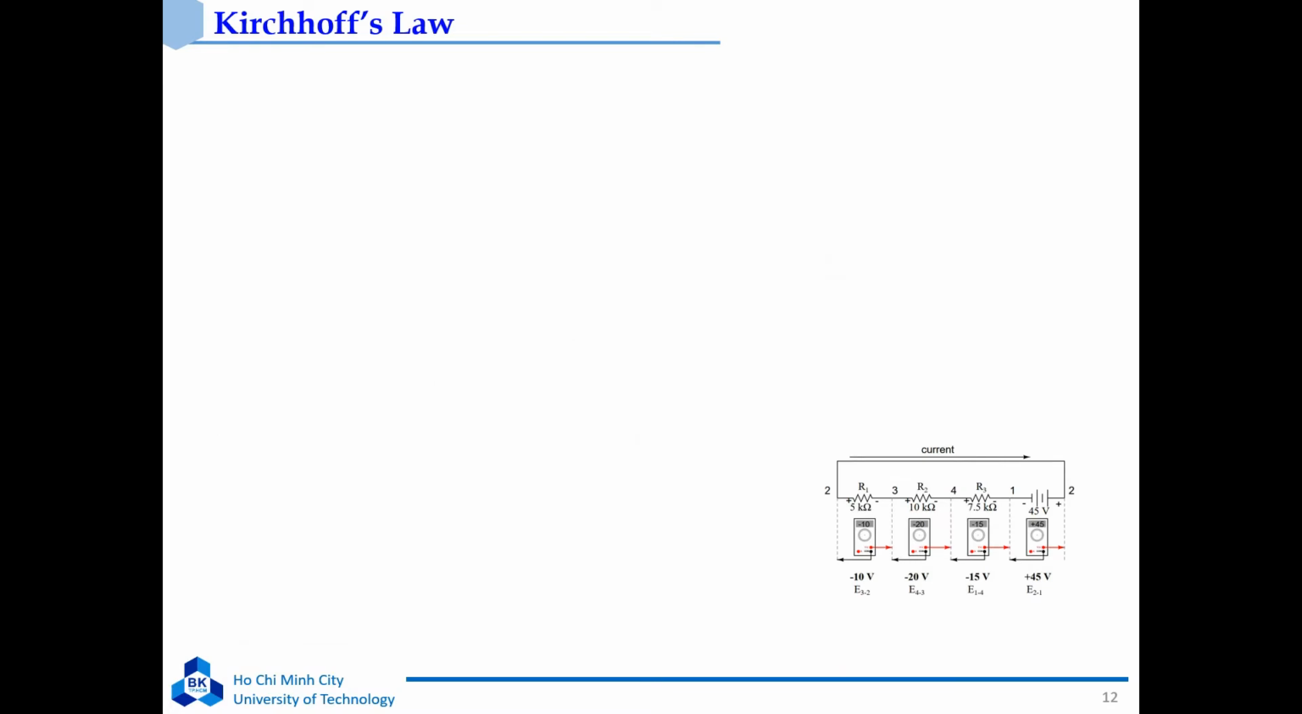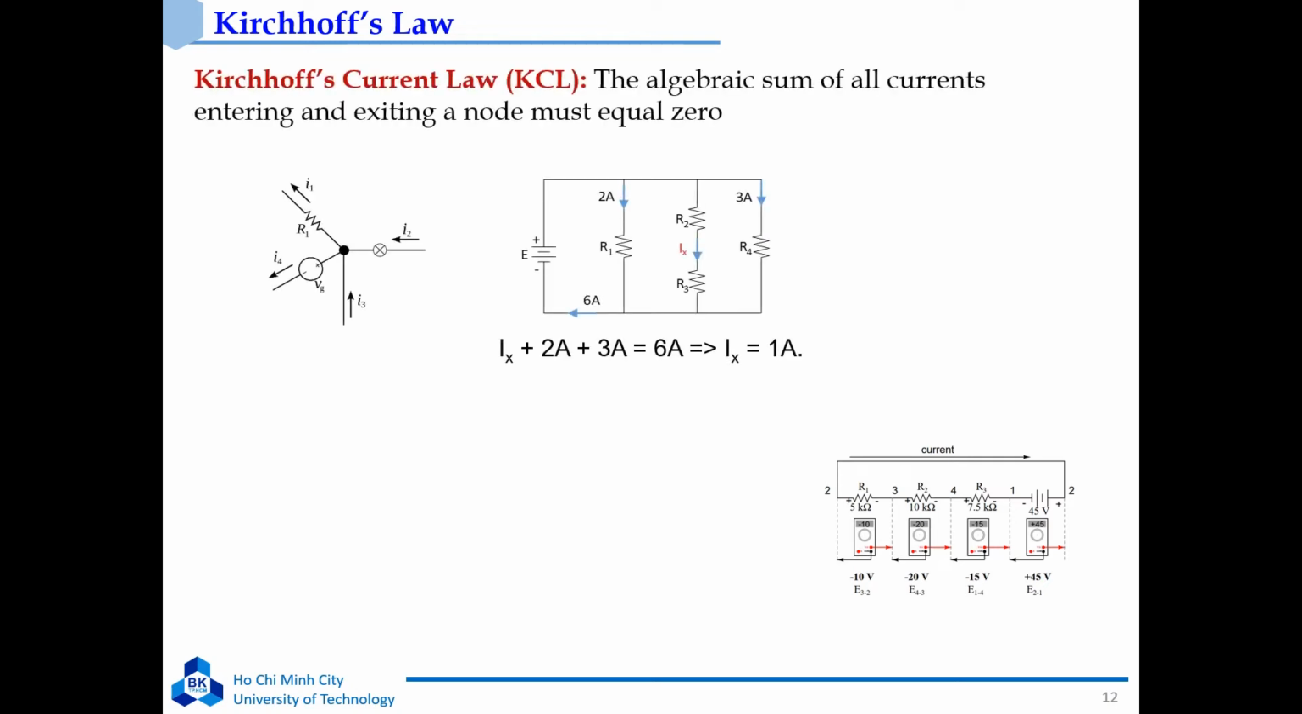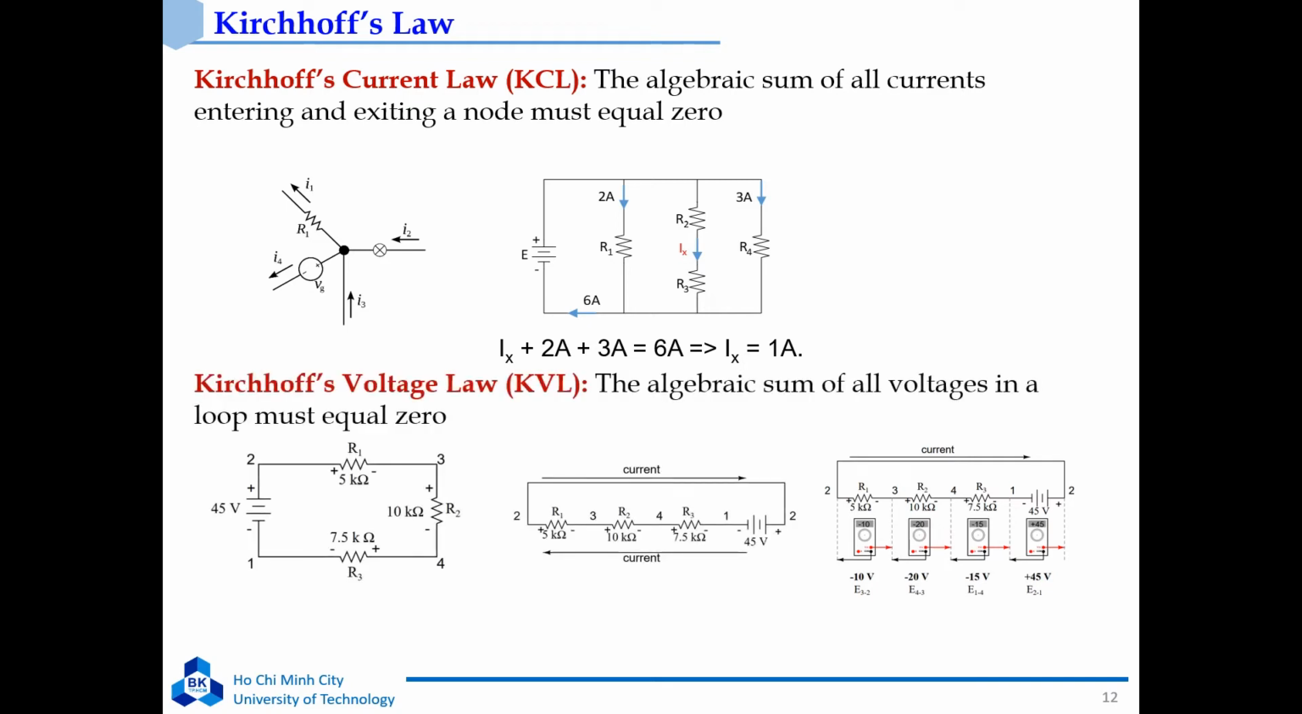And now, Kirchhoff law. Kirchhoff law includes 2 laws. The first one is Kirchhoff current law. This says the sum of all currents entering and exiting a node must be equal to 0. And the second one is the Kirchhoff voltage law, KVL. This says the sum of all voltages in the loop must be equal to 0. That is the Kirchhoff law.